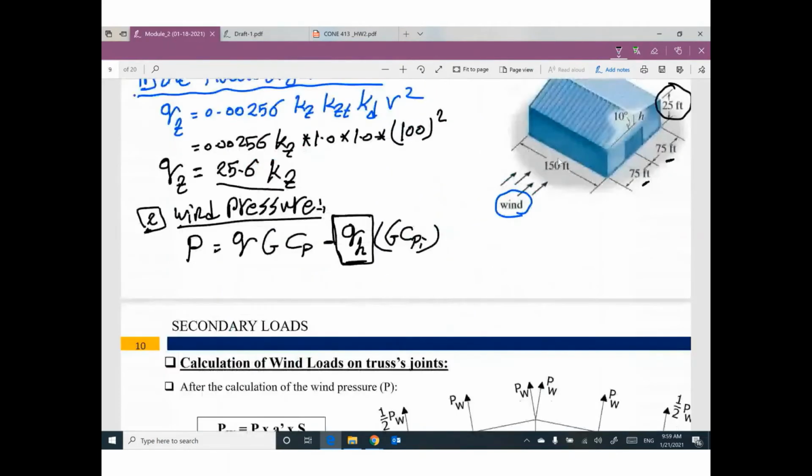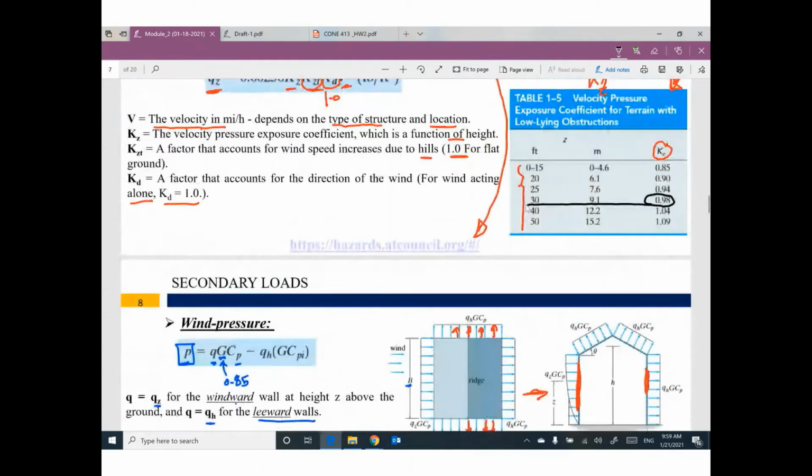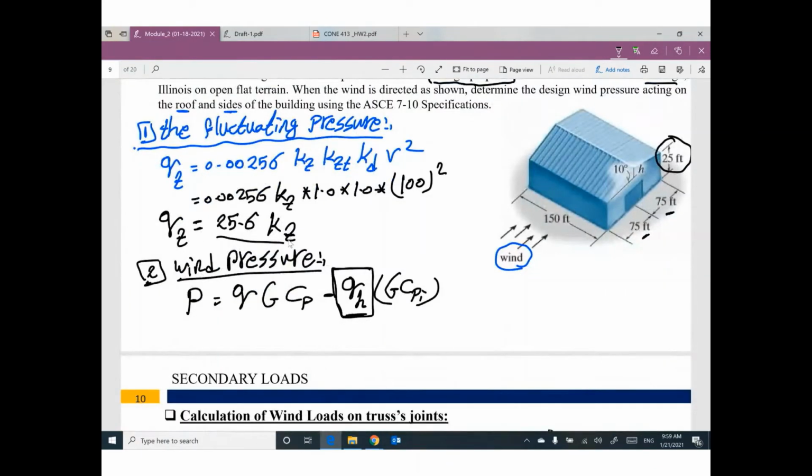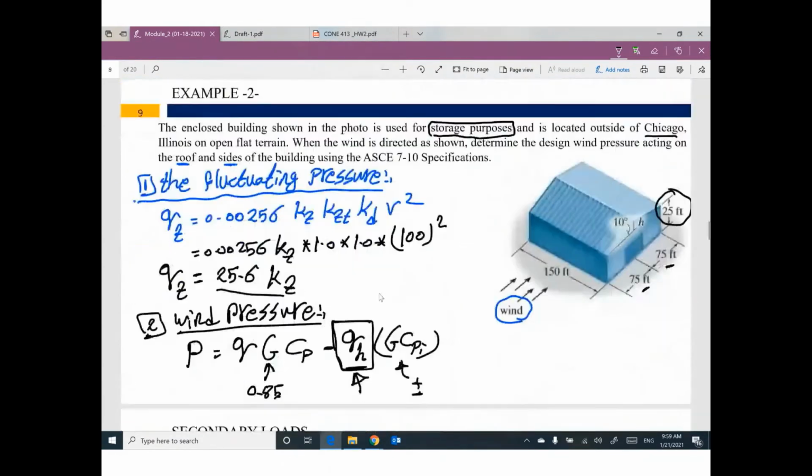So I will use this table at height H equal 31, so I'm going to assume it's 30. The value of KZ will be 0.98. I will use it with QZ to figure out the value of QH. This is the first step to figure out this value. The value of G is 0.85. The value of GCPI equals positive or negative 0.18, I think. Yes.